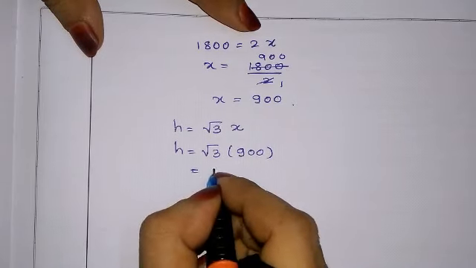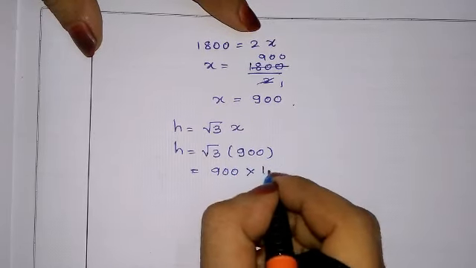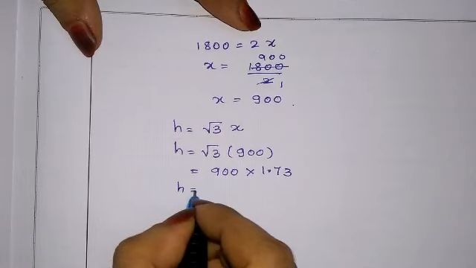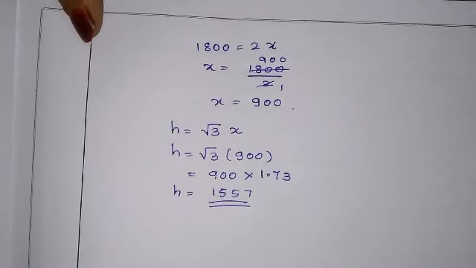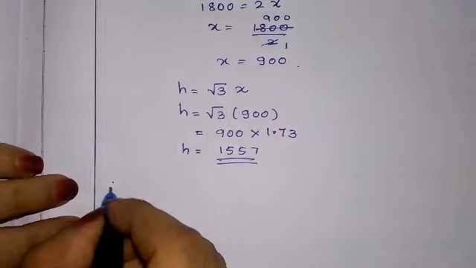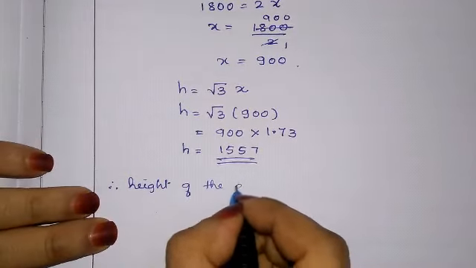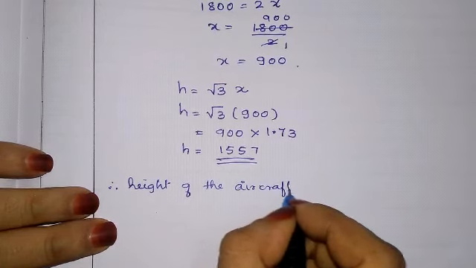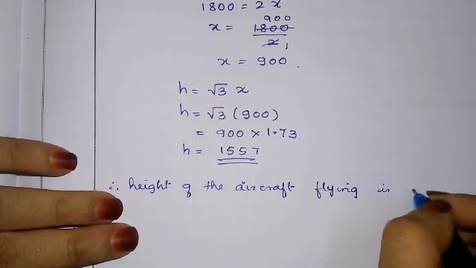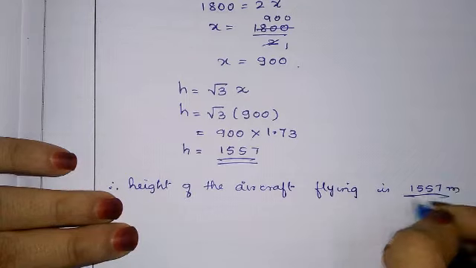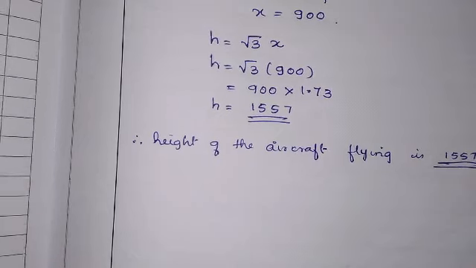So root 3 value they have told in the question. 900 into root 3 is 1.73. If we multiply, h is equals to 1557, we will get. Therefore, height of the aircraft flying is 1557 meter height. So this is the answer, height of the aircraft.